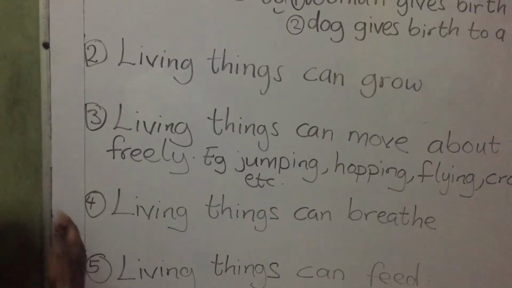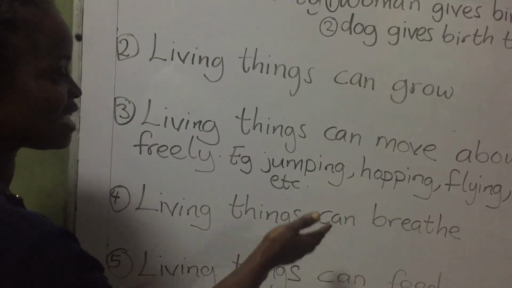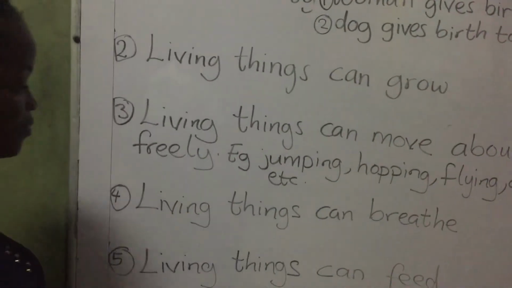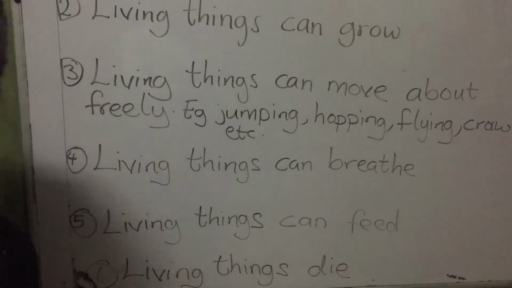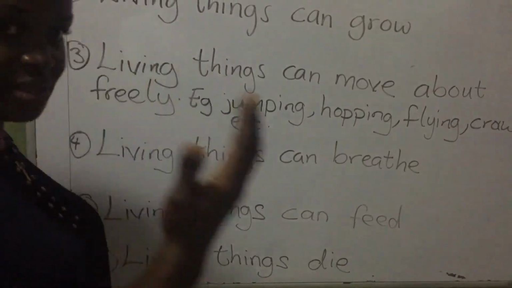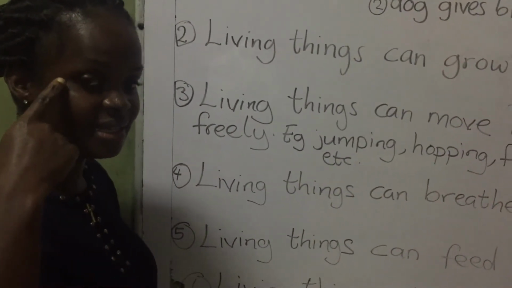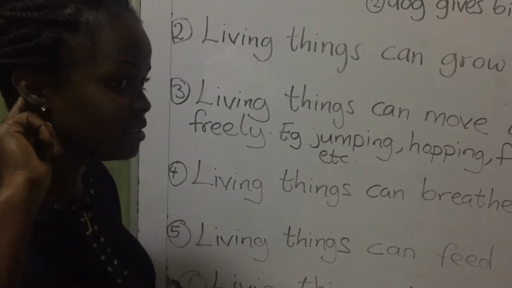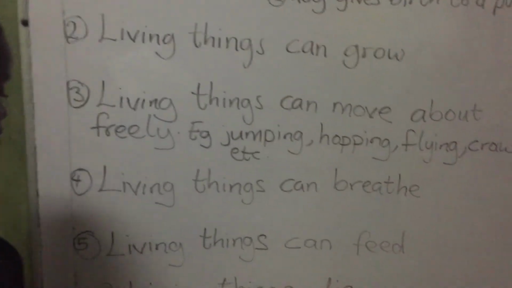Then, number 4. Living things can breathe. Living things breathe in air. And what part of our body do we use to breathe? Is it this? Is it that? It's our nose. Good.